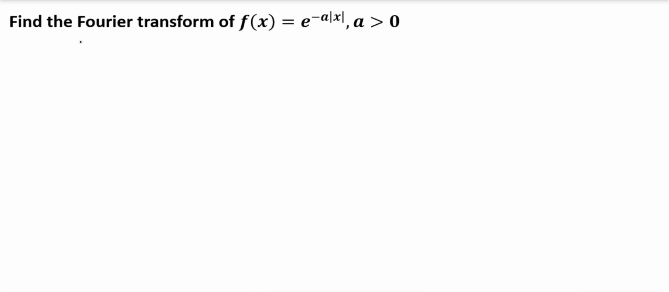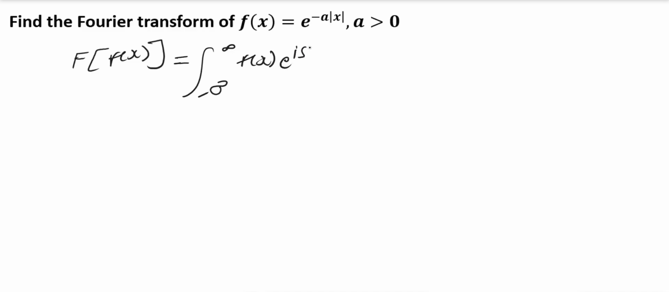So, the question is find the Fourier transform of a function f(x) equal to e raised to the power minus a mod x, and a is greater than 0. So, हमें find out करना है Fourier transform of a function f(x) और इसके लिए हमें definition याद होनी चाहिए, that is Fourier transform of a function f(x) is given by integral from minus infinity to infinity f of x e raised to the power iota s x dx.